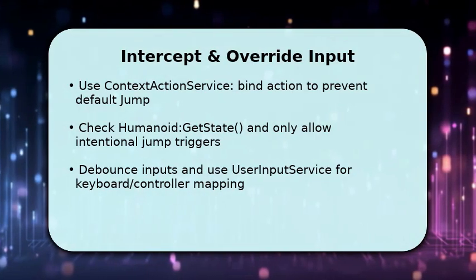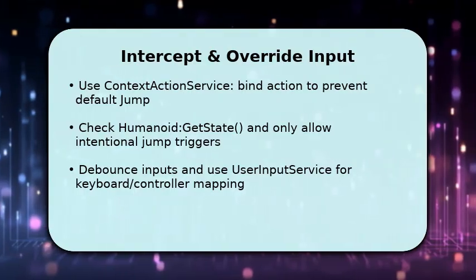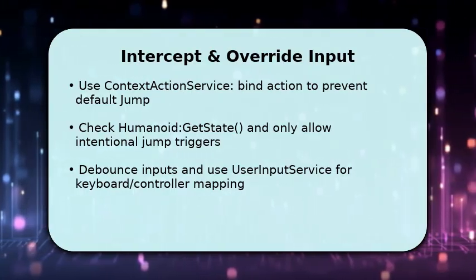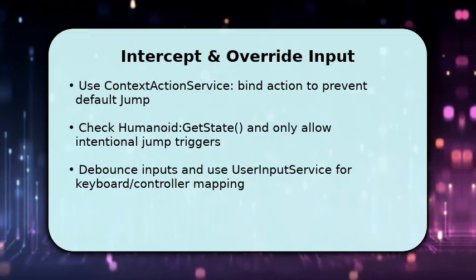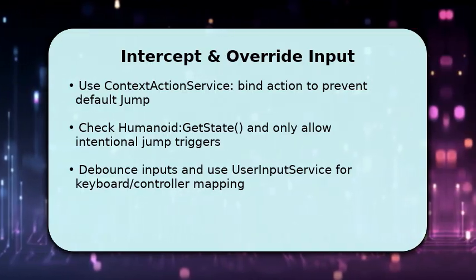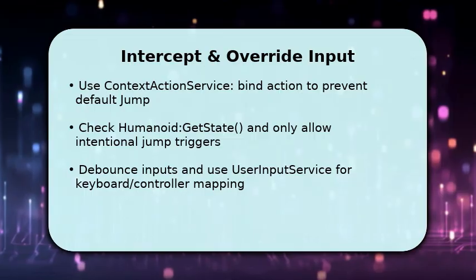Now you intercept input and override the default jump. Use ContextActionService. Bind an action named like blockJump to return Enum.ContextActionResult.Sink so the default jump won't fire.